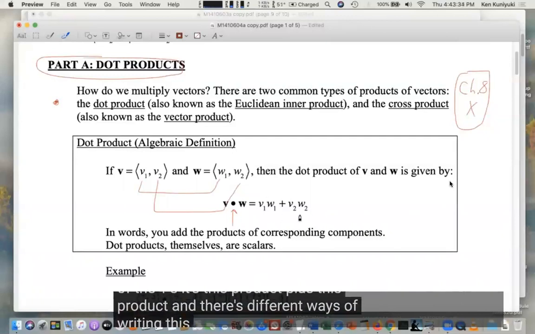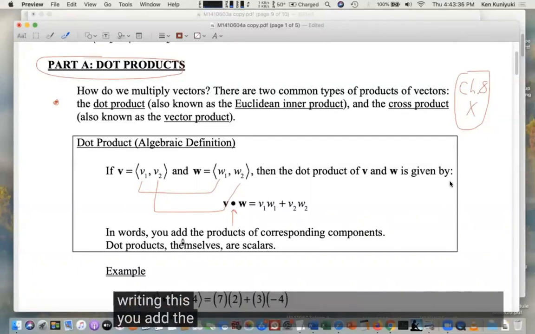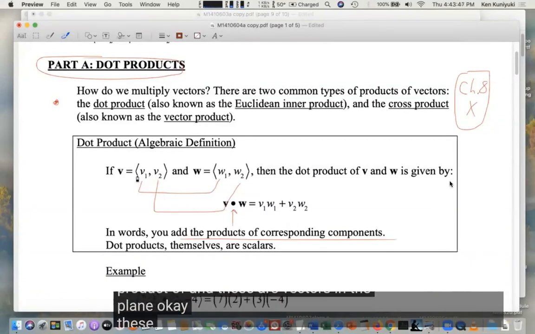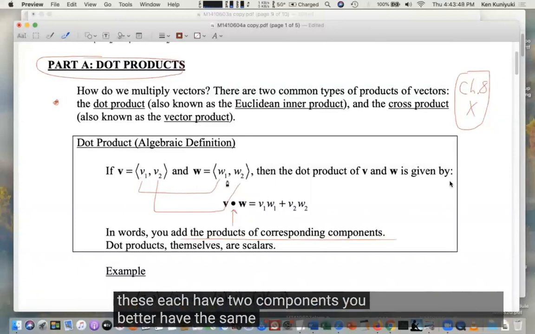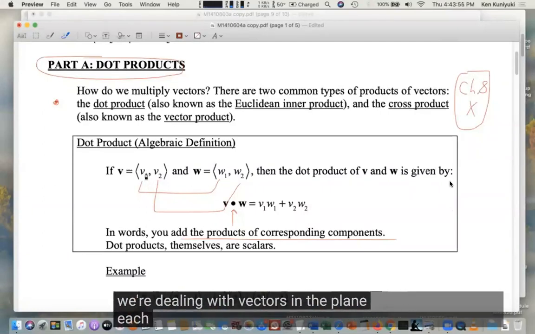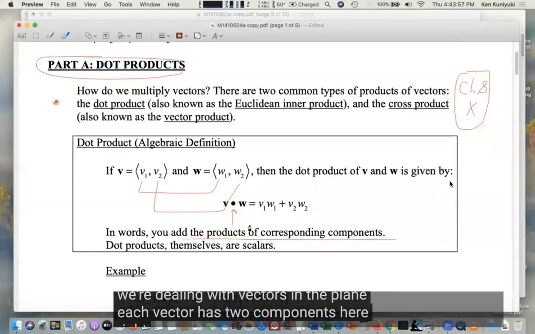And there are different ways of writing this. You add the products of corresponding components. And notice, vectors are really the only things we take the dot product of. And these are vectors in the plane, okay? These each have two components. You better have the same number of components. In Math 252, you have to worry about that. But here, we're assuming that we're dealing with vectors in the plane. Each vector has two components here, right?